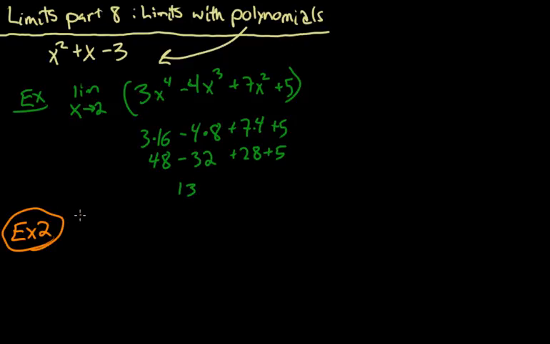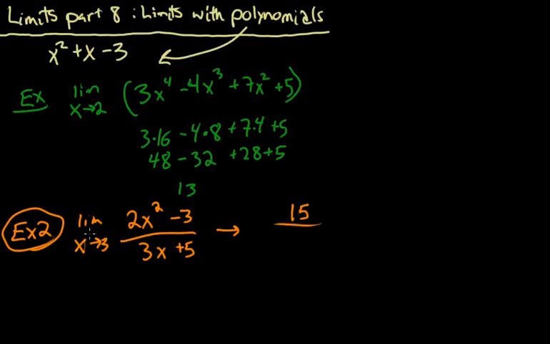So let's say we have the limit as x approaches 3 of 2x squared minus 3 divided by 3x plus 5. Because we can do limits with polynomials, this is the same as, let's see, we'll plug 3 in here and get 18 minus 3, so 15 on top, and in the denominator we'll get 14. So that equals 15/14.